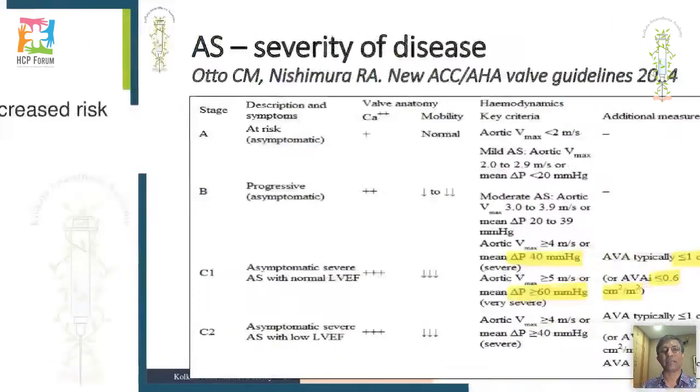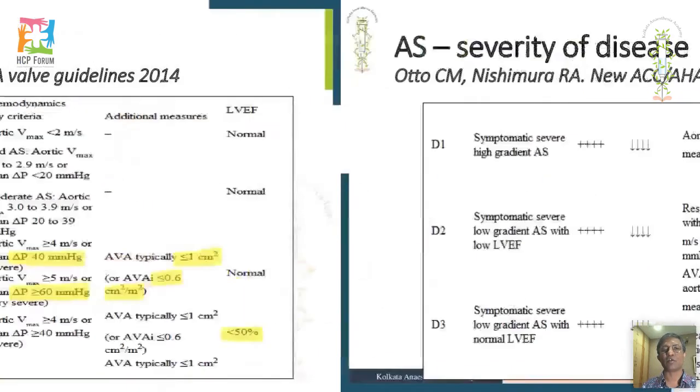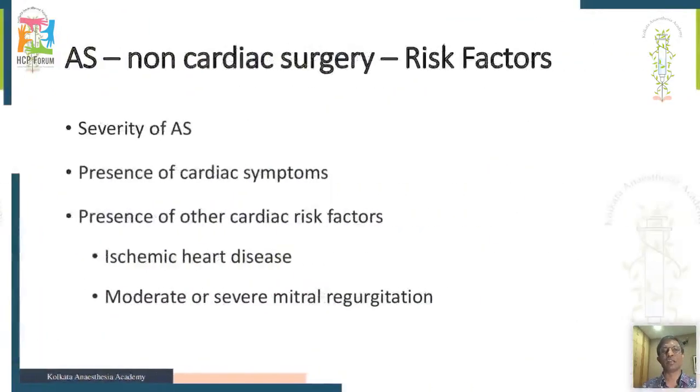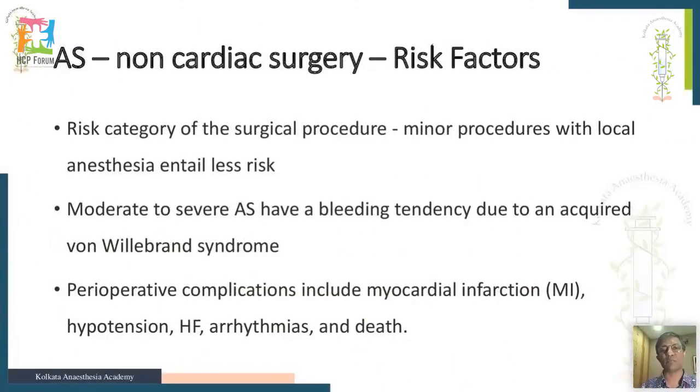Like aortic stenosis, the severity of the disease, again, it can be asymptomatic with a severe disease. Anybody with a gradient of more than 60 with an orifice area less than 1 centimeter, or they can be asymptomatic severe AS with a low ejection fraction of less than 50%, or they can be symptomatic severe aortic stenosis. Along with that, if they have certain other, like a coronary artery disease, the risk becomes much, much more, and you will have to really think hard before you think of taking these patients if they are symptomatic for a non-cardiac surgery.